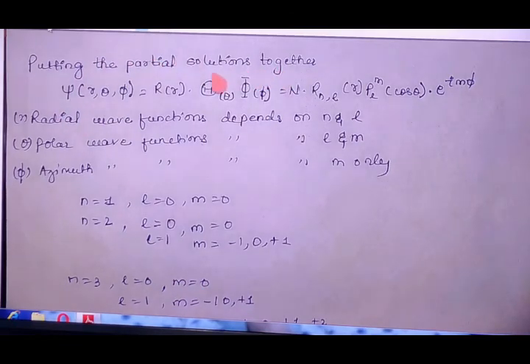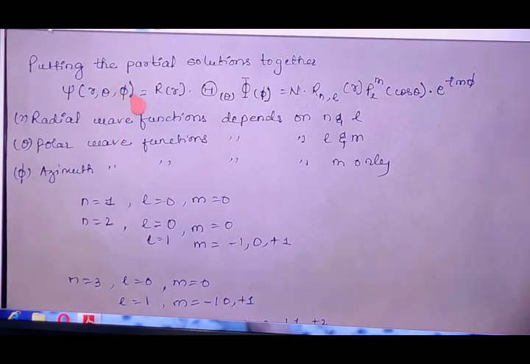Now, putting the partial solutions together, we find psi, which is dependent on r, theta, phi, equals the function of r into the function of theta into the function of phi, equals N into R n l of r into P l m of cos theta into e to the power i m phi. Therefore, from this solution, we can see that the radial wave function depends only on n and l. The radial wave function is considered as R. The polar wave function depends only on l and m, and that is theta. And the azimuth wave function depends only on m.